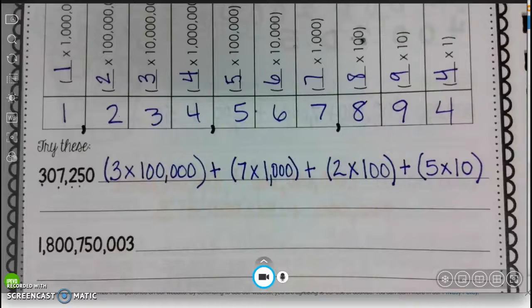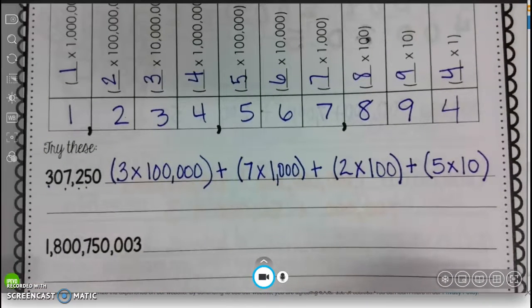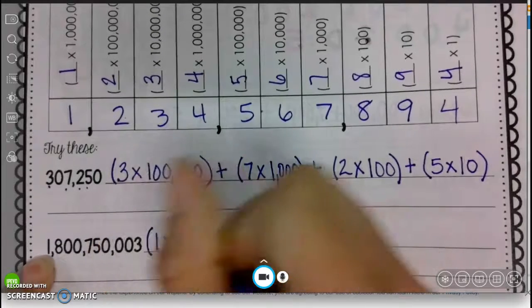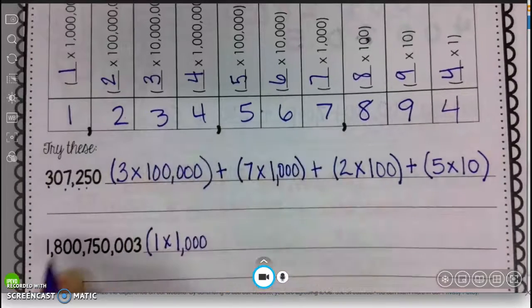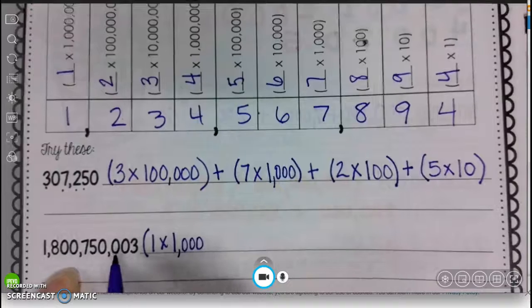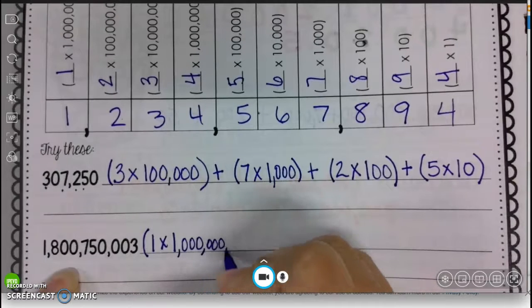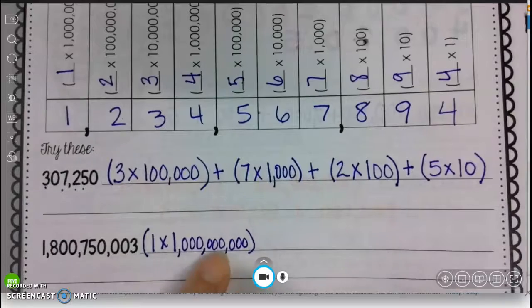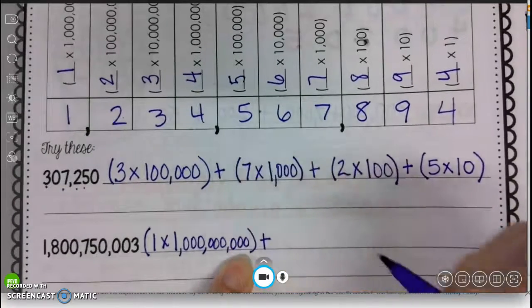All right, let's check this together. The first digit that you're going to do a set of parentheses for is which one? 1 billion. Very good. So you're going to do 1 times what? 1 billion. So it needs 9 zeros, just like there's 1, 2, 3, 4, 5, 6, 7, 8, 9. 9 digits after that 1, you're going to get 9 zeros over here. And that's where if you know your 3s, you can count 3, 6, 9 really quick. Plus, what's our next digit?